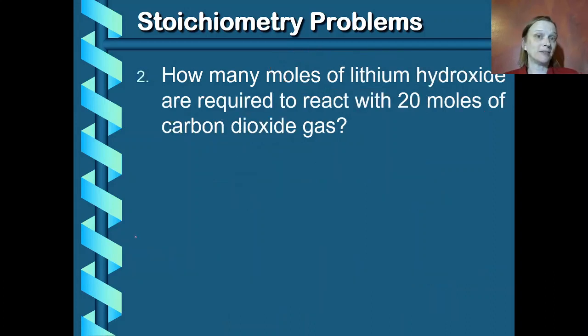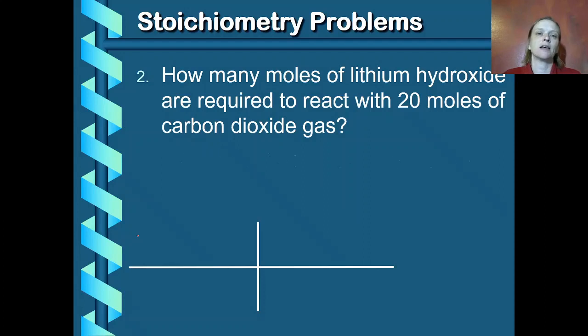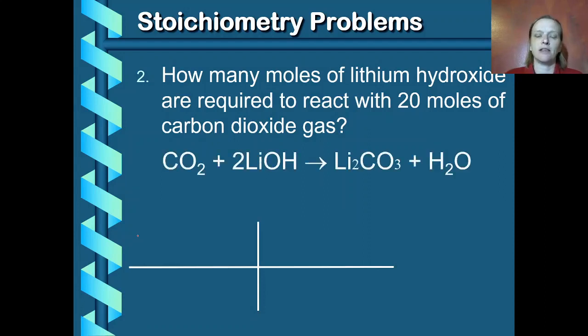Let's try another example. How many moles of lithium hydroxide are required to react with 20 moles of carbon dioxide gas? Again, here is the balanced equation. And we need to identify what is our known, which is carbon dioxide, and what is our unknown, which is the lithium hydroxide. Again, we're converting from moles to moles, from moles of one substance to moles of a different substance. This is when you need the mole-mole ratio from the balanced equation.